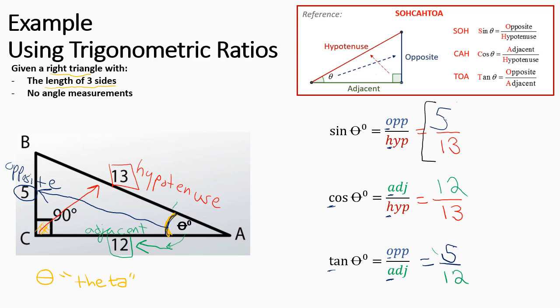So how you would say this is: the sine of theta equals 5 over 13, the cosine of theta is 12 over 13, and the tangent of theta is 5 over 12.